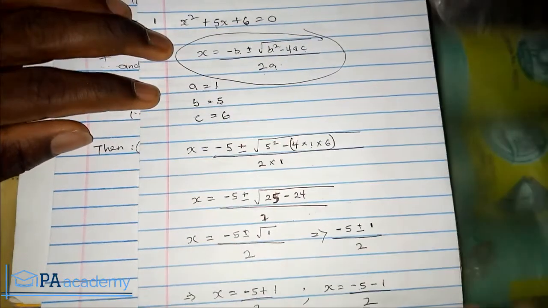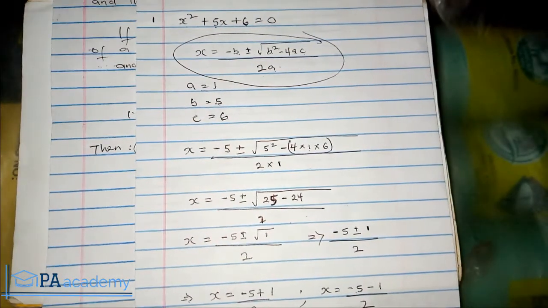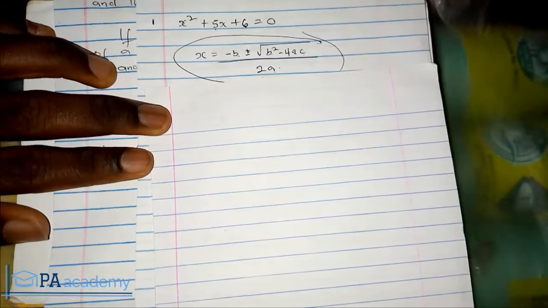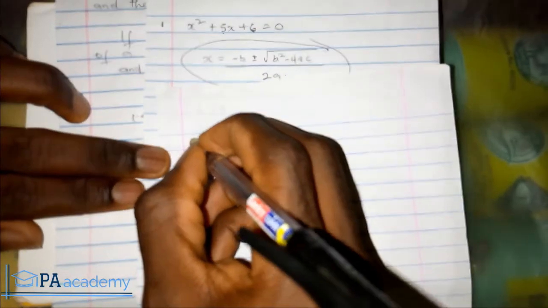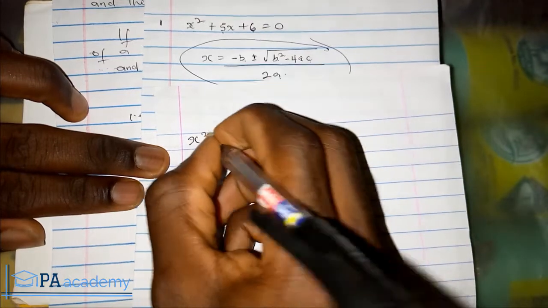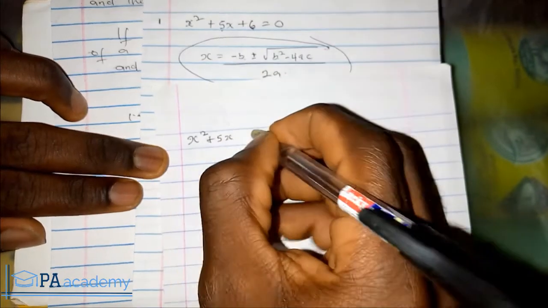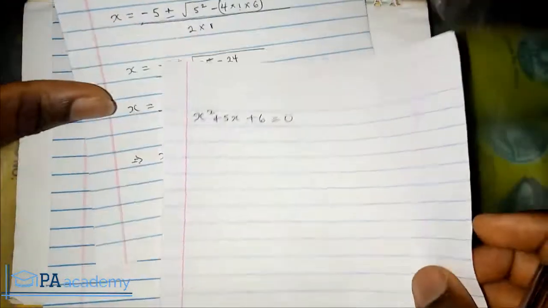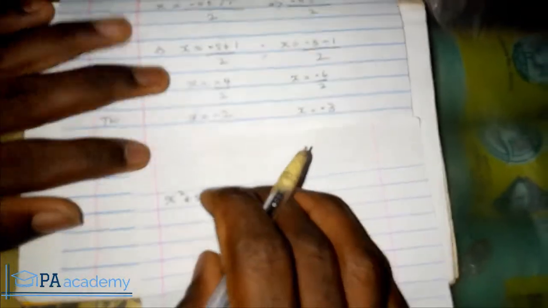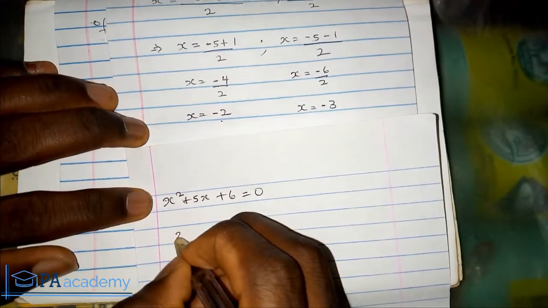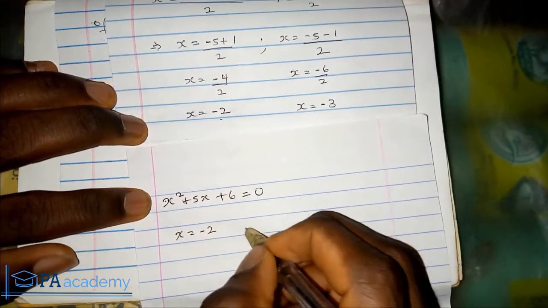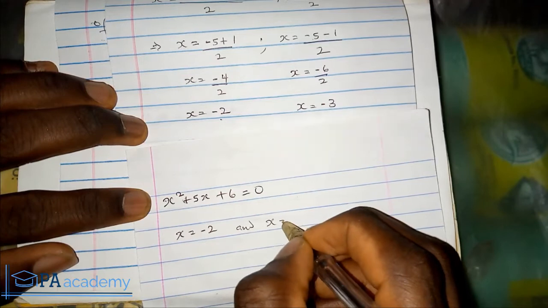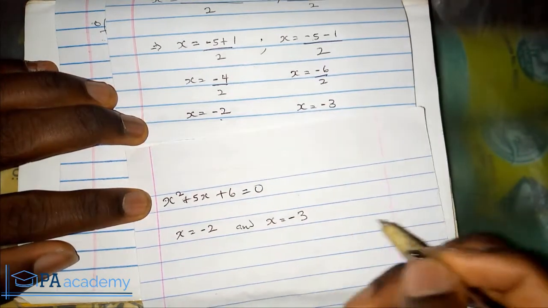So using this one to also explain symmetric properties of roots. Let me write out the quadratic equation. Here we have x squared plus 5x plus 6 is equal to 0. The answer to this when we solved it was, we got our value for x: x is equal to -2 and x is equal to -3.